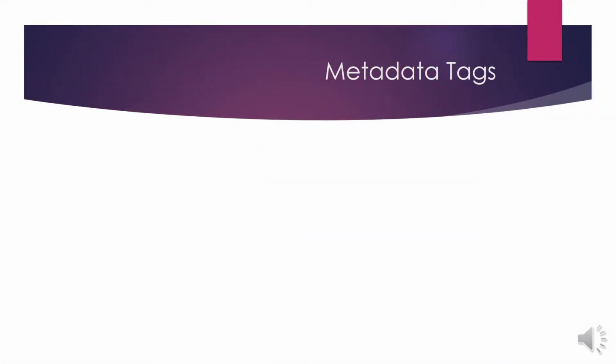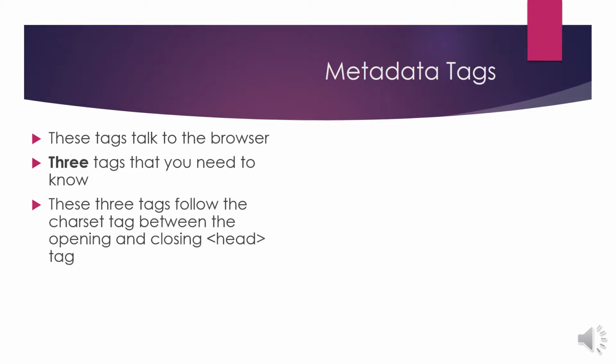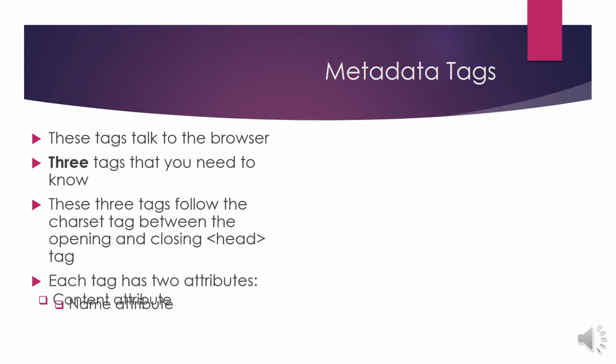The metadata tags. These tags talk to the browser, and thus they are put in between the opening and closing head tag. There are 3 tags that you need to know. These 3 tags follow the character set tag between the opening and closing head tag. Each tag has 2 attributes. They will have a name attribute and a content attribute.